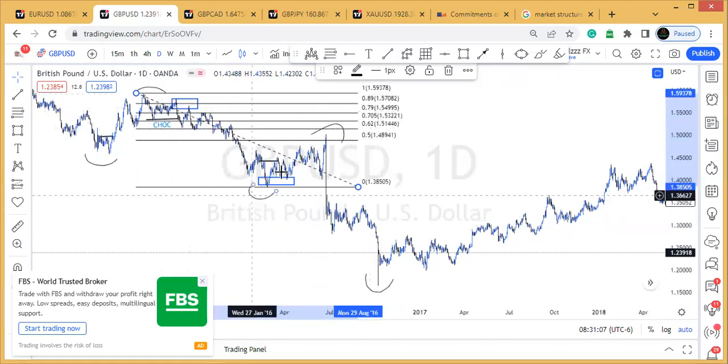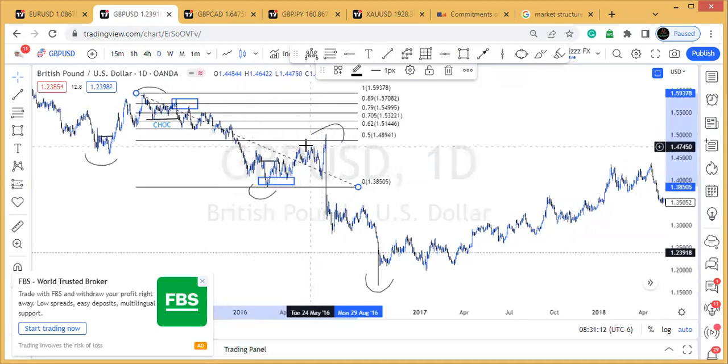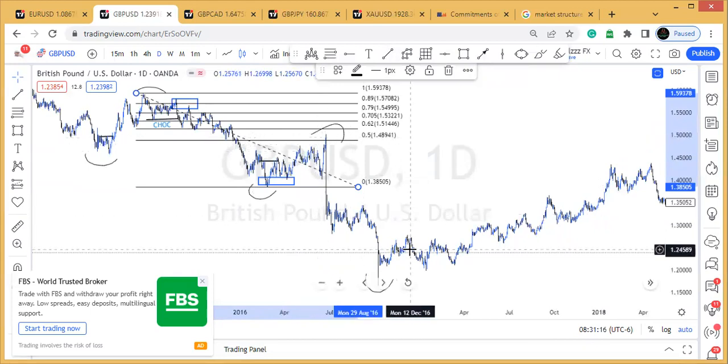And look at what has happened. Price returned to 50% of this leg, mitigated this area, and this is smart money reversal. That's a video for another time. And price continued the journey down.